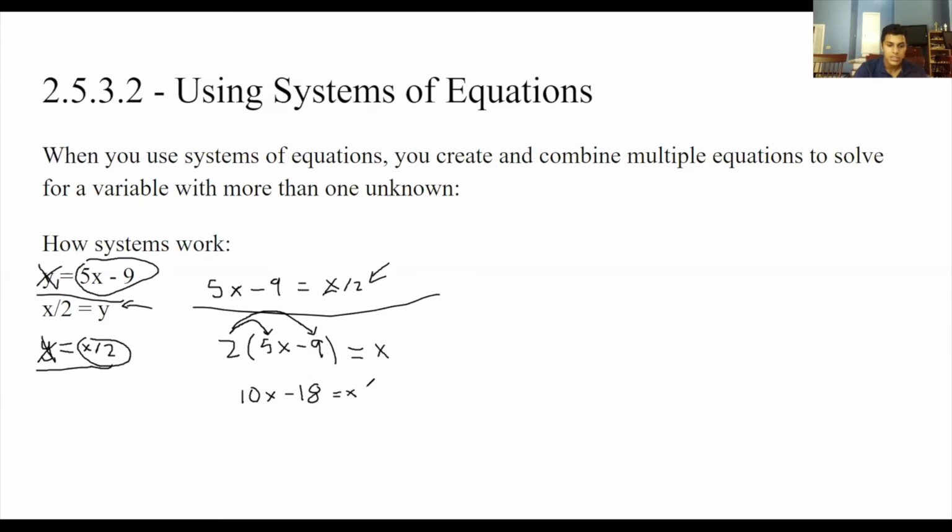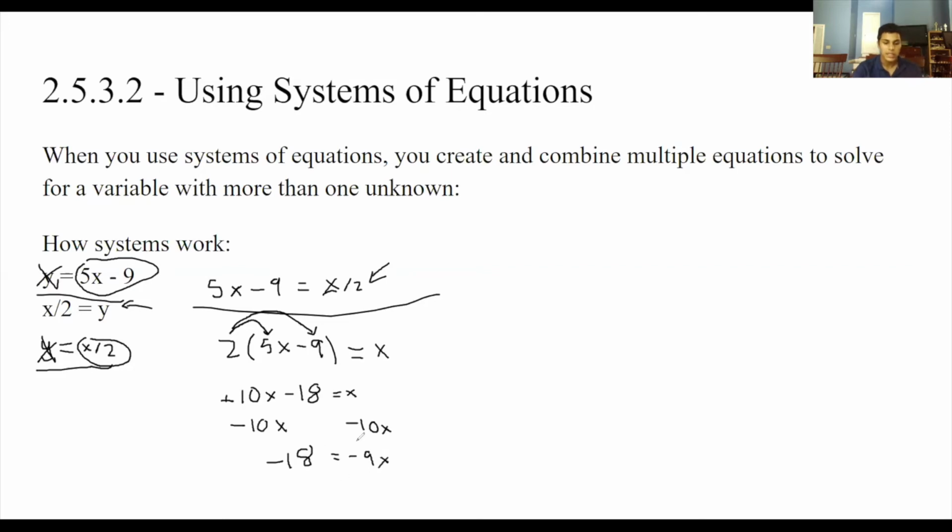All right, and now it's just a little bit of extra algebra where I have to get x on the side all on its own. So I need to get rid of this 10x, and since it's a positive 10x, I subtract 10x from both sides of the equation. So this gives me, on the left-hand side, negative 18 equals, and I keep this negative here since it's minus 18, and on this side equals x minus 10x, which is negative 9x.